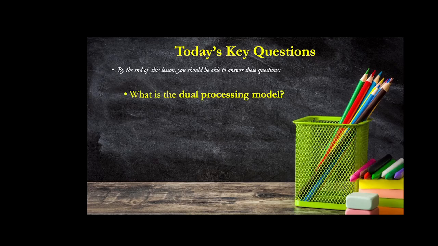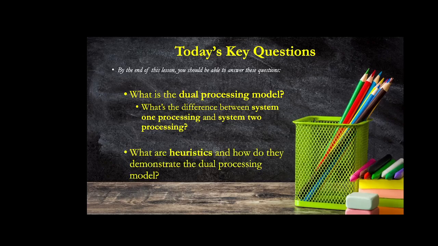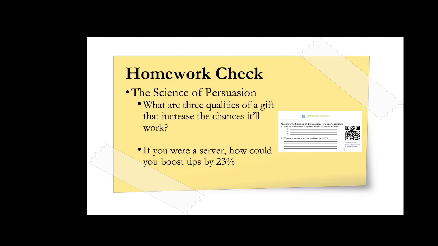So students should know, if we say the dual processing model, they know what that means, and that's really understanding what system 1 and system 2 are and what the key difference is between them. Fast and slow, couldn't be simpler. And then knowing what heuristics are and how they demonstrate the dual processing model.